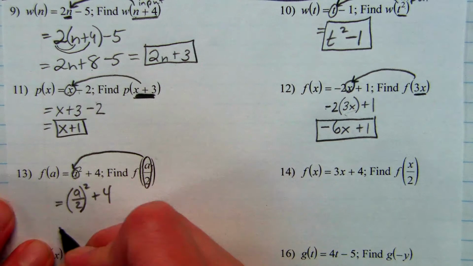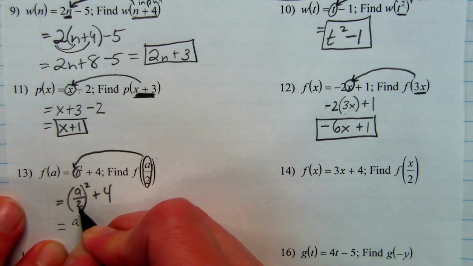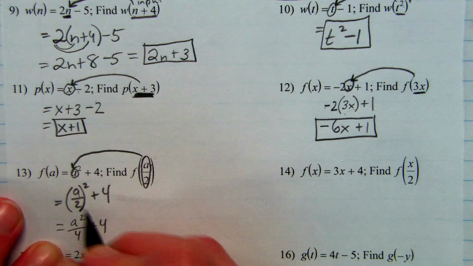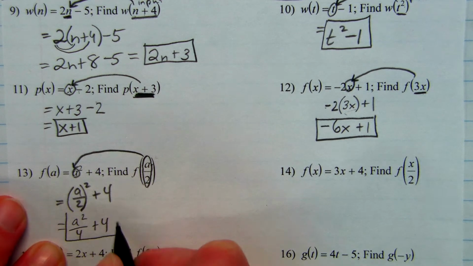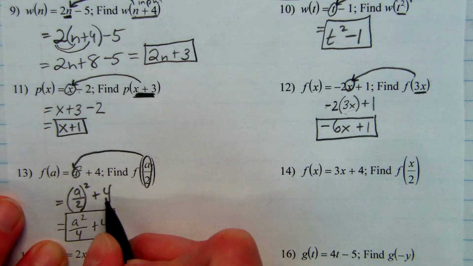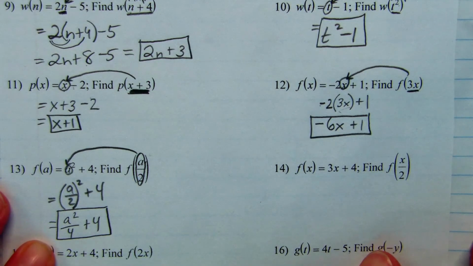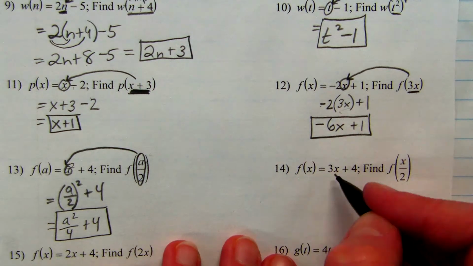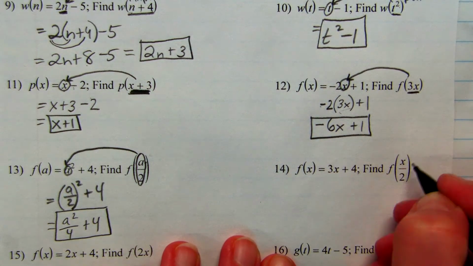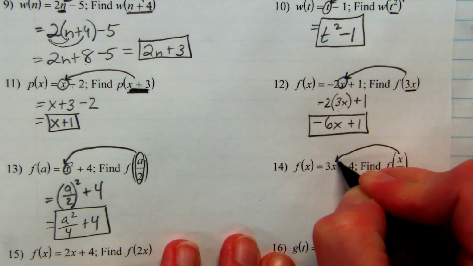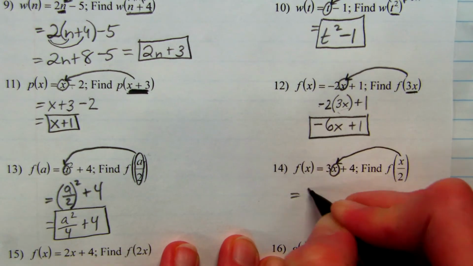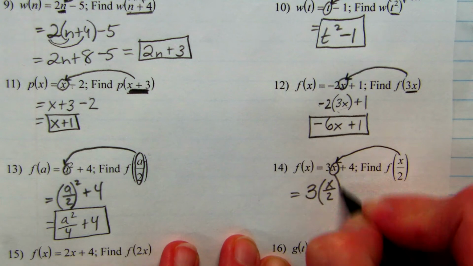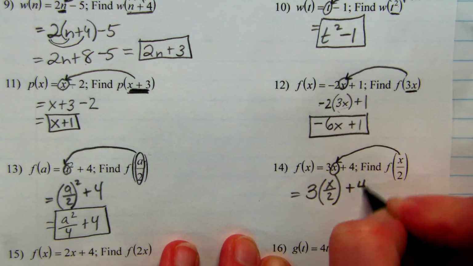So I square the a, you get a squared. I'm going to square the 2, so 2 squared is 4. And my final answer will be a squared over 4 plus 4. So we're going to do something similar over here, but this one's going to look a little different because there's no squared. I have x over 2. That's going to go in where this x is. So I have a 3 in front. Then I'm going to have x halves and plus 4.